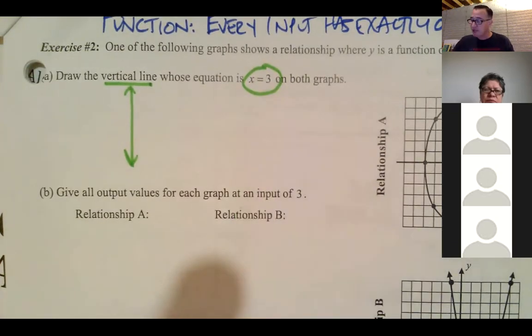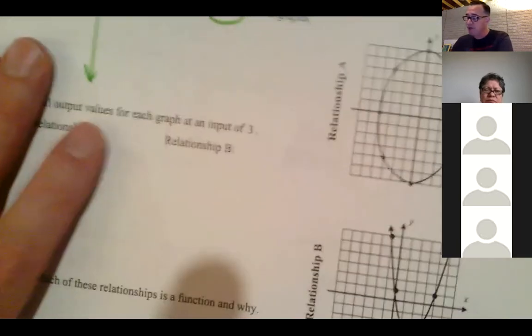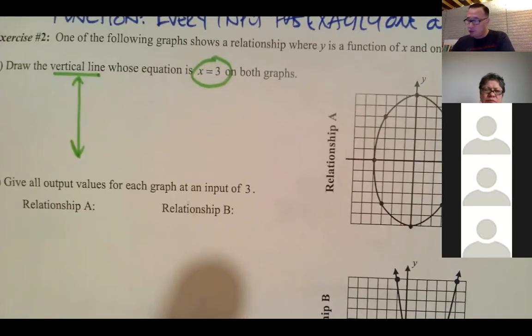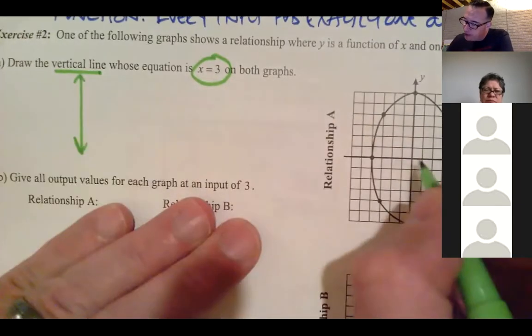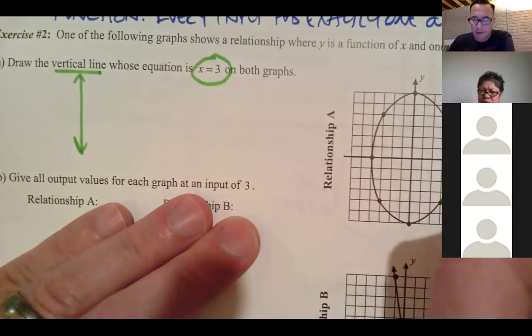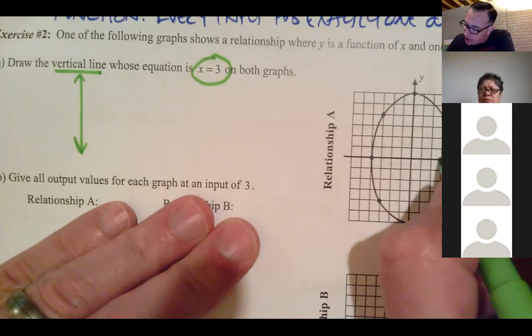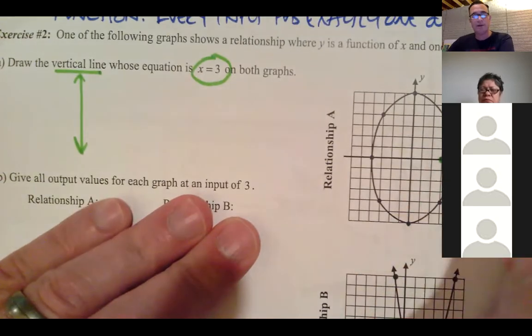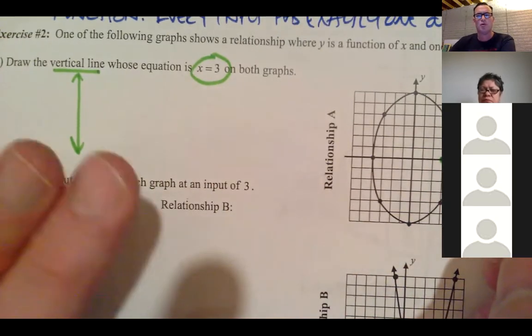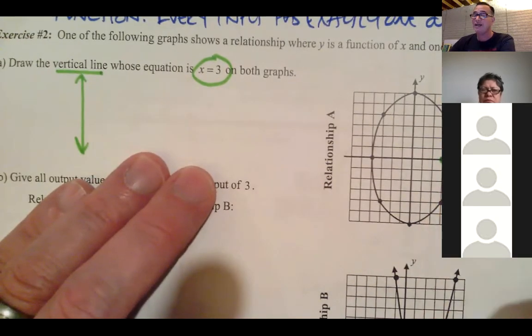Okay. And so what we're going to do is go to both graphs, and we're going to draw this vertical line. So I'm going to go here, x equals 3. I always go on the x-axis to start. So x equals 3 starts right here. And what we have to remember is that if the only thing that I'm worried about is the x, that means y can be anything.